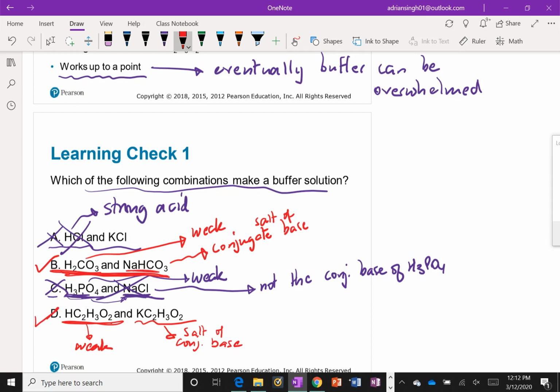All right, so when you have to identify your buffer systems, you want to make sure that you're starting with a weak acid, first of all, and then you have to have the other component be the conjugate base of that weak acid, which simply means that it just is going to have one less hydrogen than the original weak acid. And that hydrogen typically is replaced by a cation.